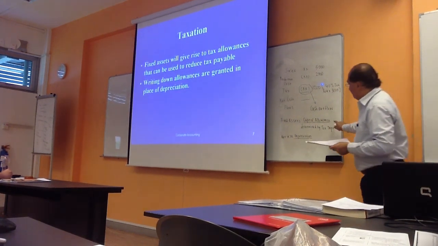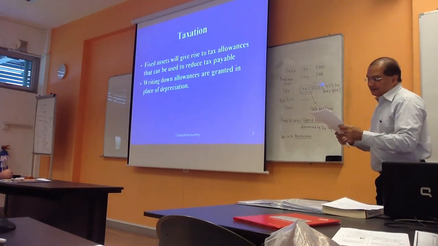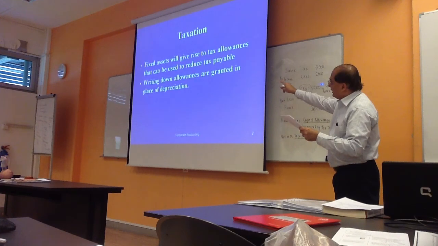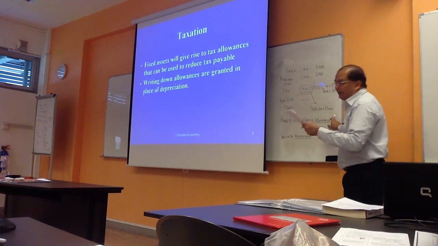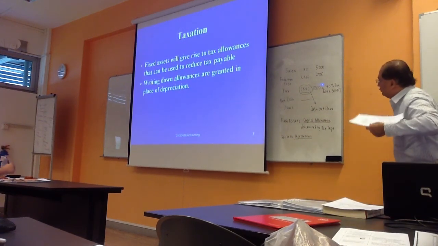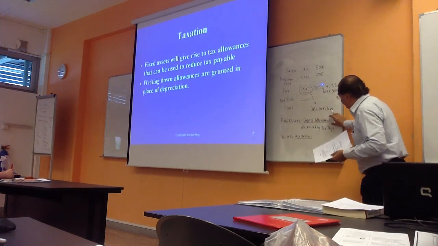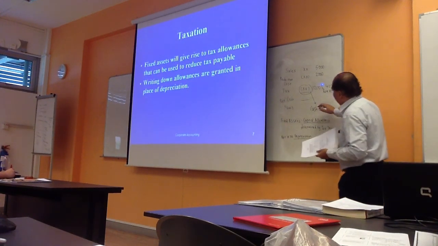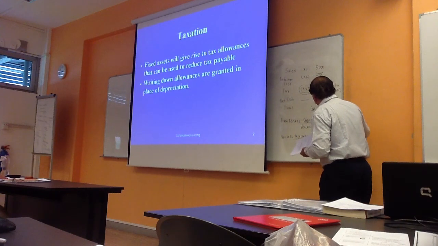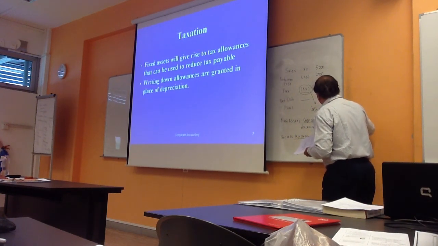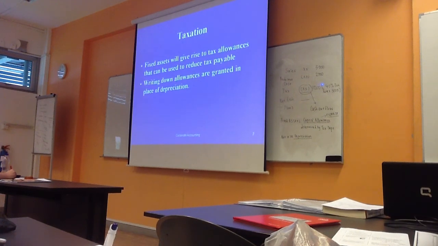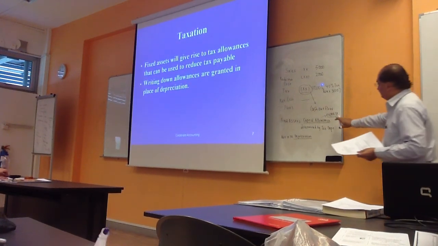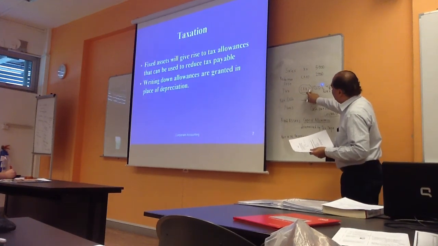So these capital allowances are granted in place of depreciation. In place of depreciation, we will be given a capital allowance. What will we do with the capital allowance? We can take the capital allowance, and of course it will become an expense for us. This will become an expense and therefore reduce the tax that we need to pay to the tax department.